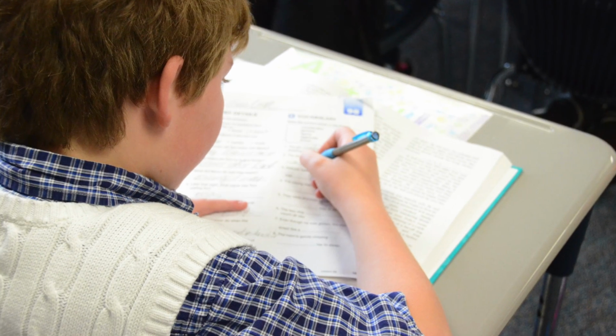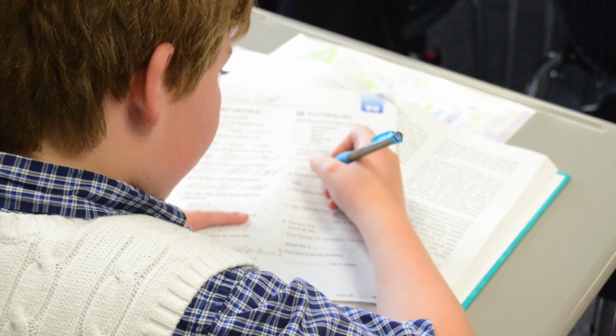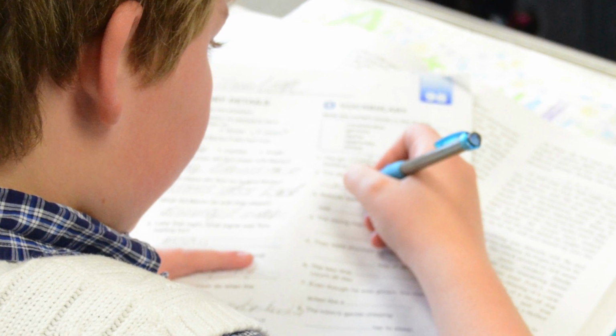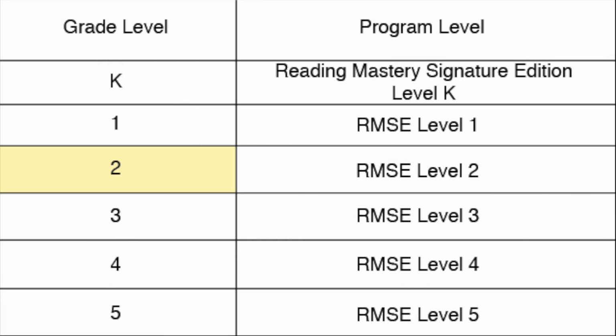To be at benchmark, students must complete the Reading Mastery Signature Edition level designated for their grade. For example, second grade children need to complete the grade 2 RM Signature level. Fourth grade children need to complete the grade 4 RM Signature level. Many continuing students will exceed these minimum benchmarks.